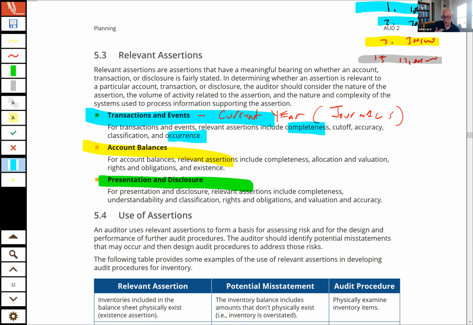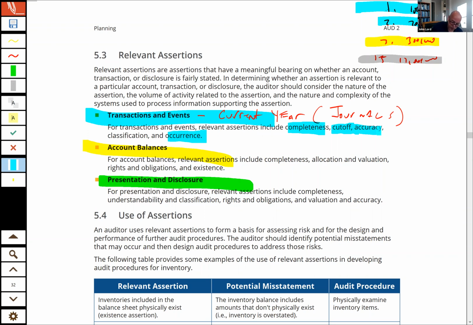We saw existence and occurrence are sort of synonymous. You call it occurrence when you're dealing with the current year. Okay, existence and occurrence. Okay, cutoff. That's the whole point of cutoff. Did you record it in the correct year? Okay, accuracy. Did you record the amount correctly in the current year?